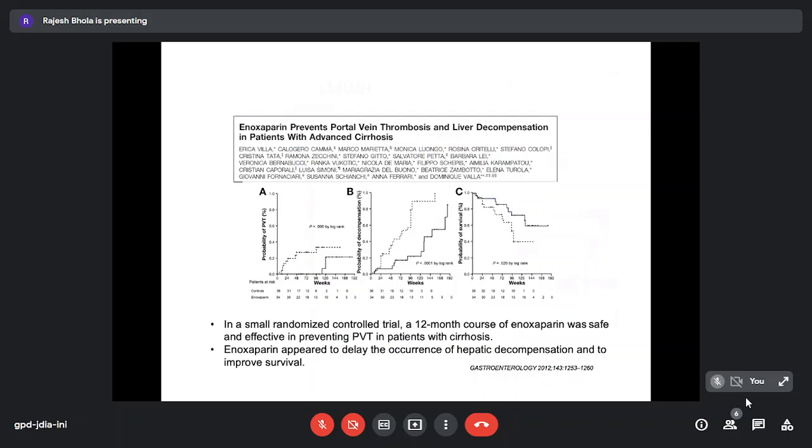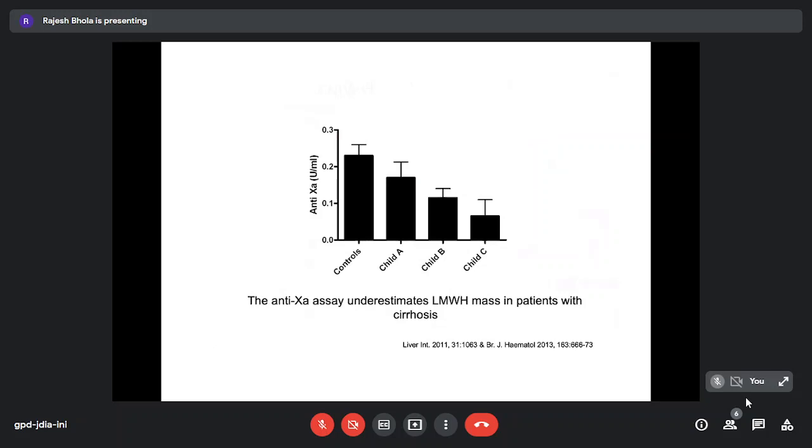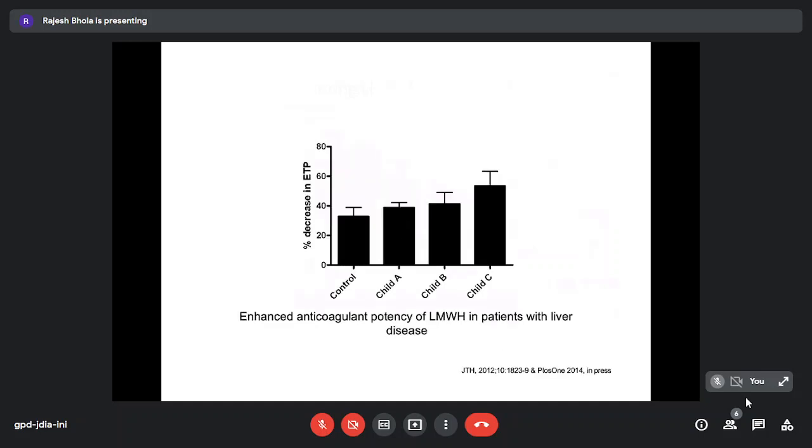Enoxaparin has a promising role in portal venous thrombosis and in decompensated liver patients with advanced cirrhosis. In a small randomized trial, a 12-month course of enoxaparin was safe and effective in preventing PVT in patients with cirrhosis. And enoxaparin appeared to delay the occurrence of hepatic decompensation and improve survival. So when we do the anti-Xa assay, it has been found that the anti-Xa assay underestimates the low molecular weight heparin mass in patients with cirrhosis. So that is the problem of the anti-Xa assay when we look for therapeutic monitoring in case of low molecular weight heparin. As you can see, the more severe the disease, the more the anti-Xa underestimates the low molecular weight heparin impact. Similarly, enhanced anticoagulant potency is being observed in patients with liver disease when using low molecular weight heparin. As you can see, the percentage decrease in endogenous thrombin potential.